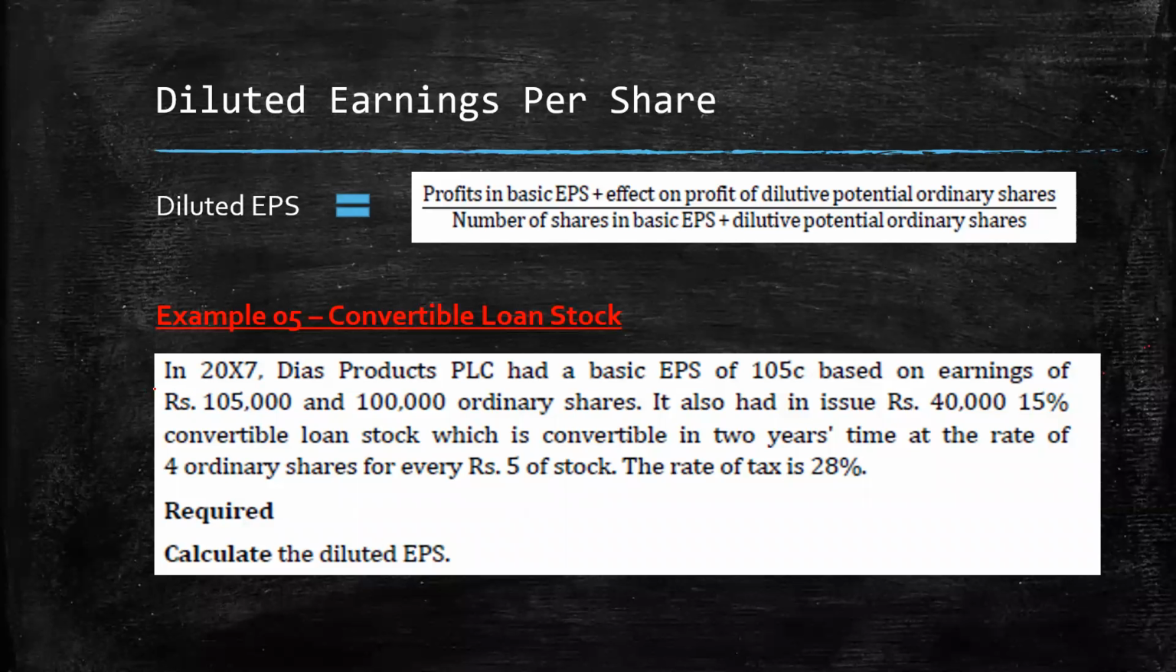Here is what it says. In 2017, Dias Products PLC had a basic earnings per share of 105 cents, based on earnings of 105,000 and 100,000 ordinary shares. Earnings 105,000 and there were 100,000 ordinary shares. Therefore, our basic EPS value is 105 cents or 1.05 rupees.